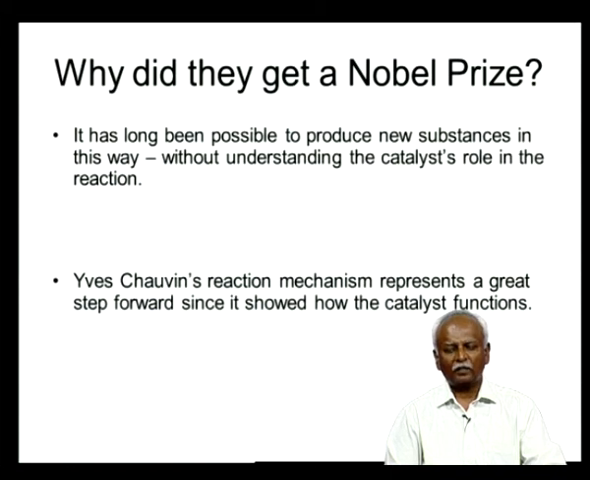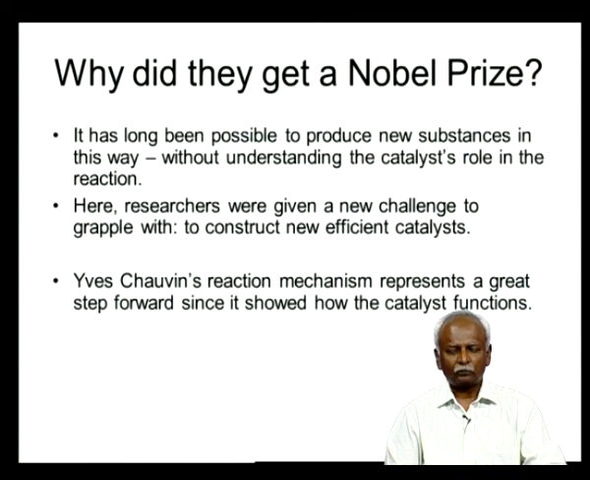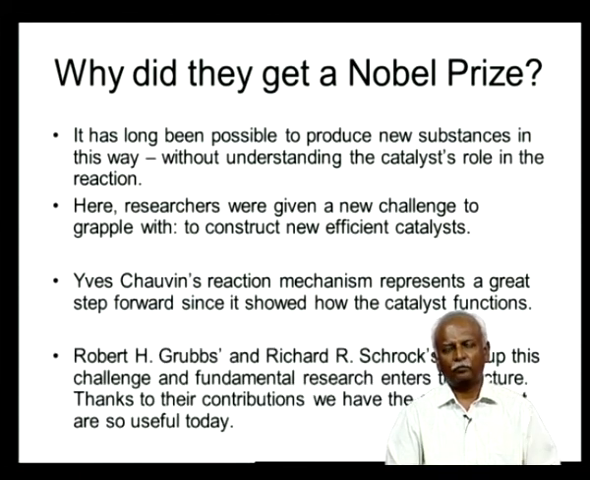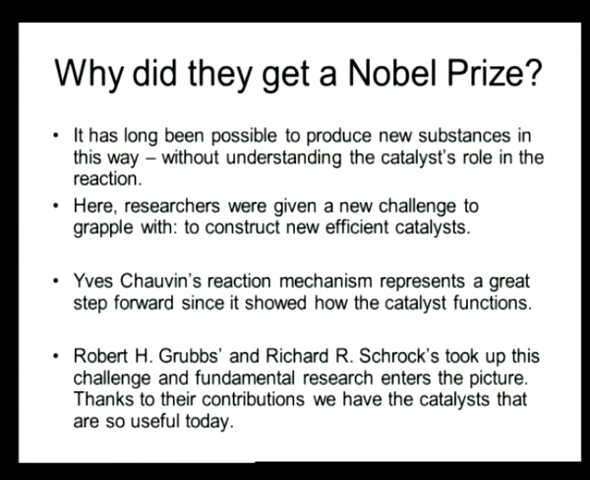So, Chauvin's mechanism was extremely useful in furthering it, and it was Grubbs and Schrock who made the catalyst and made it possible for this field to move forward. Here the researchers were given a new challenge to grapple with, and that was to construct efficient catalysts, and it was only because Chauvin discovered the mechanism that they could in fact make the catalyst. And Grubbs and Schrock took up this challenge, and the fundamental research in this area was furthered significantly because of the catalysts that were discovered.